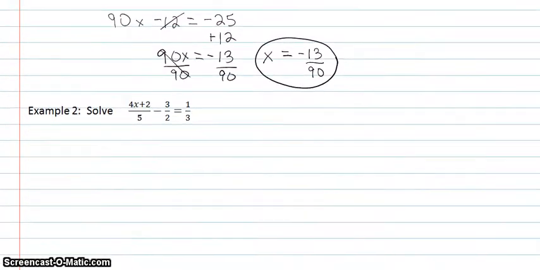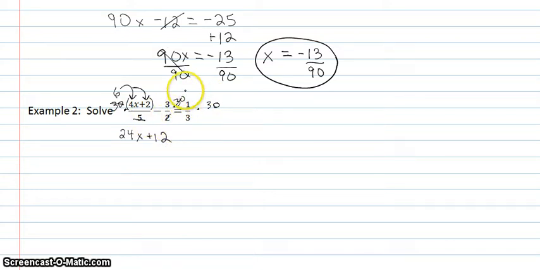So the second example is another equation with fractions, but this time we've got a binomial in the numerator over the 5. But we're still going to use that same process of finding out what our common denominator is. And let's see, we have a 5, a 2, and a 3. We could say 30 would work. So we'll multiply everything by 30. Okay, and it's important to reduce first, because that just makes it easier. So 30 divided by 5 is 6. And then what I'm going to do is distribute or multiply that 6 across to both the 4x and the 2. So I'm going to have 24x plus 12.